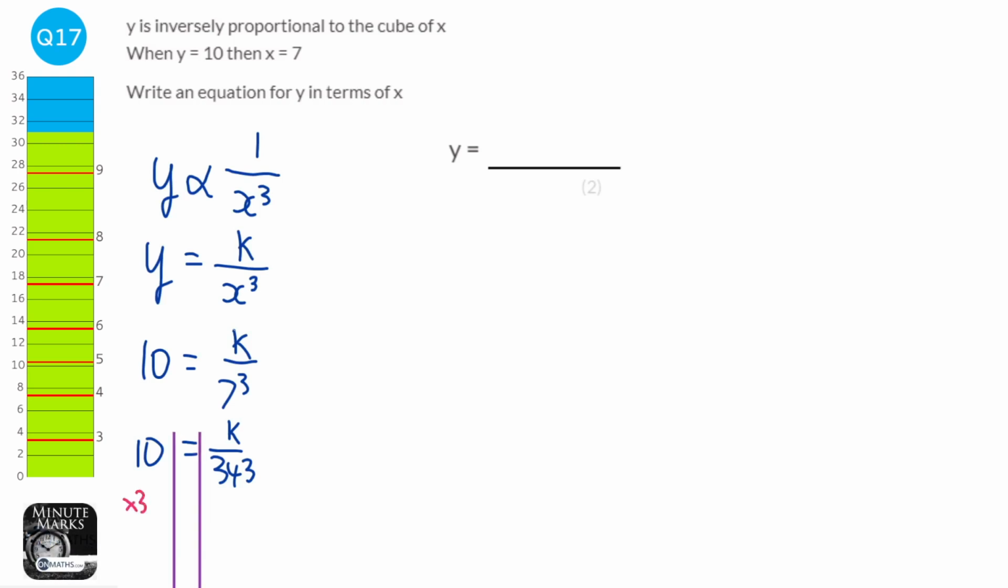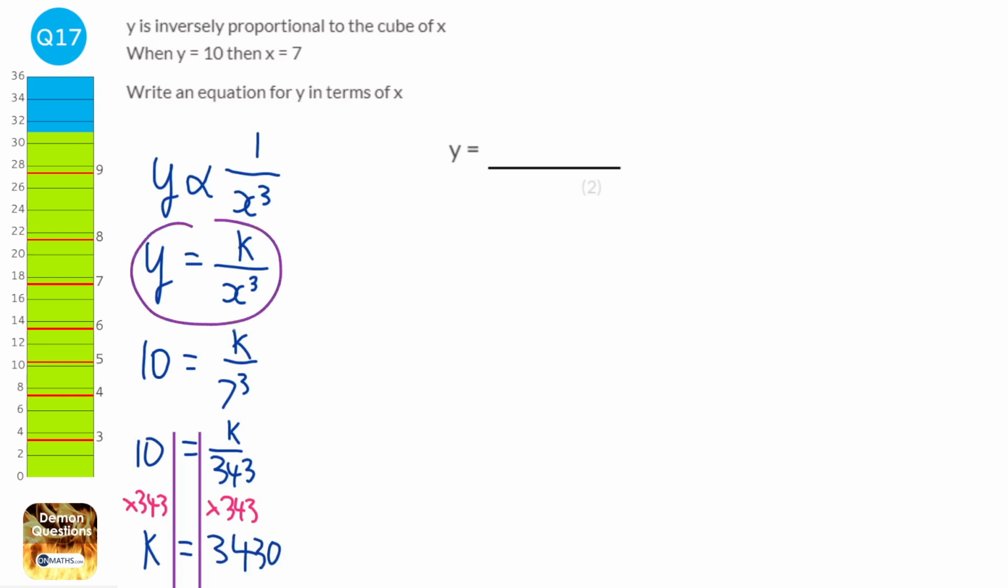So times by 343, both sides, to find out what k is. And I'm just going to swap them around just to give myself a bit more space. And we're going to have k on the left-hand side here. So that would be 3,430. So k is 3,430. So what I'm going to do is just rewrite this equation here. But we know what k is now. So it's y equals 3,430 over x cubed. And that actually is our answer.